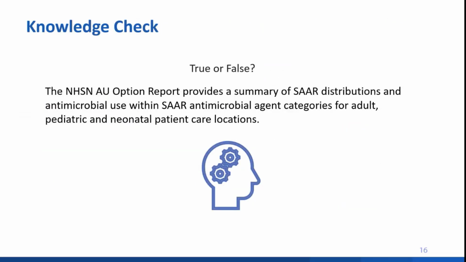Time for another knowledge check. So true or false? The NHSN AU option report provides a summary of SAAR distributions and antimicrobial use within SAAR antimicrobial agent categories for adult, pediatric, and neonatal patient care locations. And again, I'll give you a few moments to think through your answer. All right, and big reveal, this statement is true.